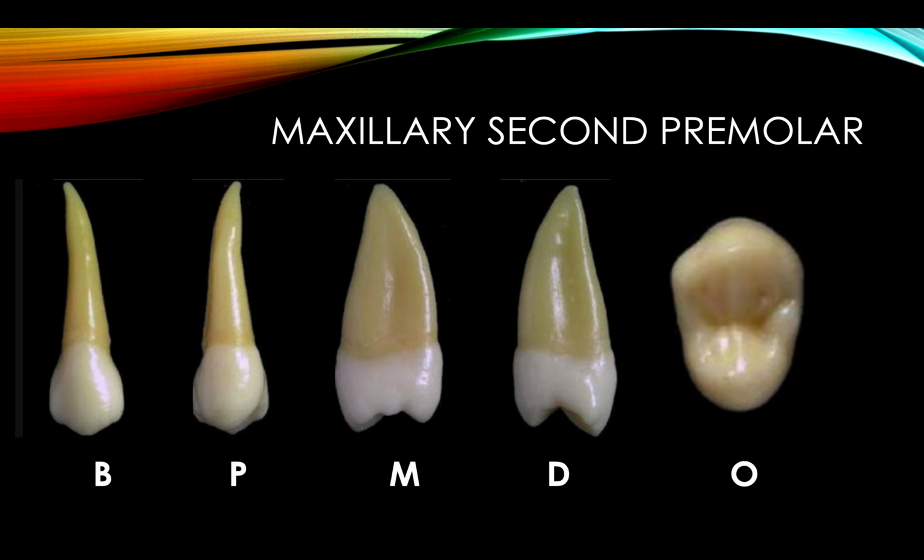It usually has 2 cusps, buccal and palatal cusps. Both cusps have almost the same height. It has no mesial developmental depression, and it has no deep developmental groove crossing the mesial marginal ridge, and that will help you differentiate between the maxillary first and second premolars.